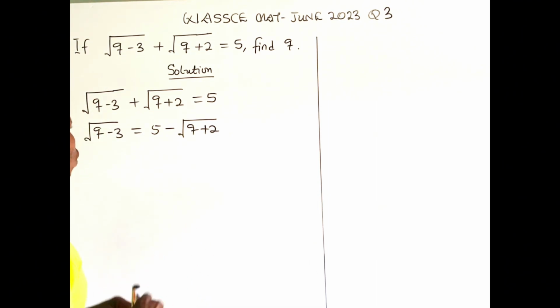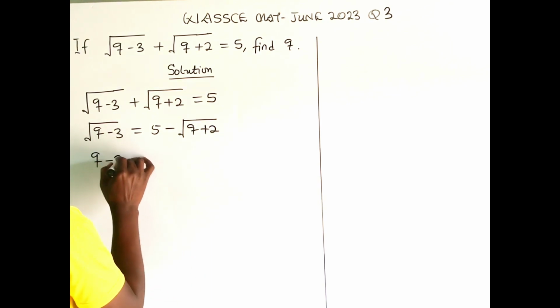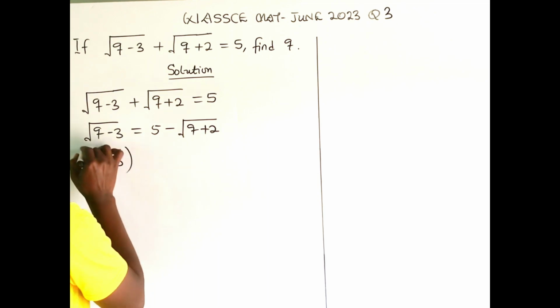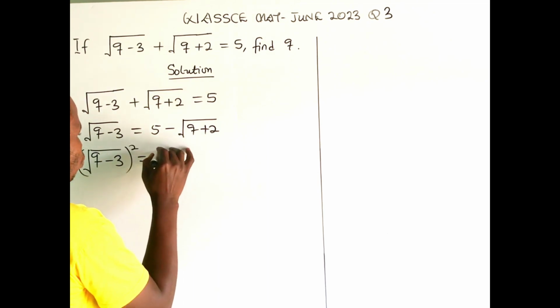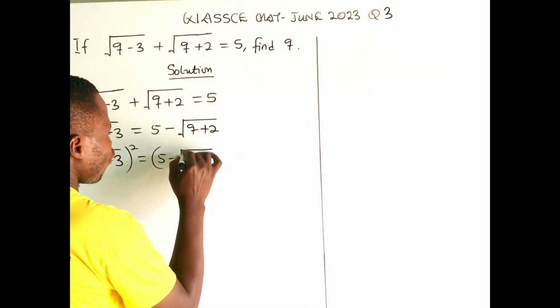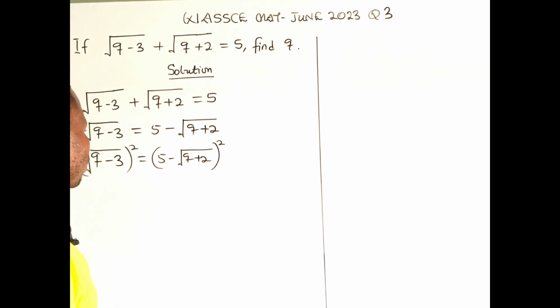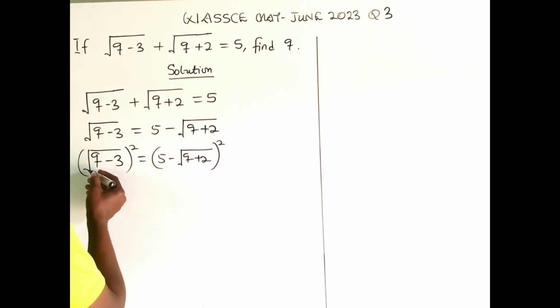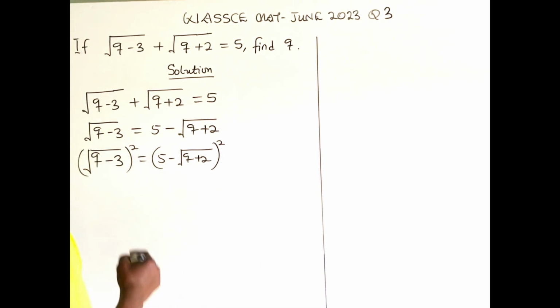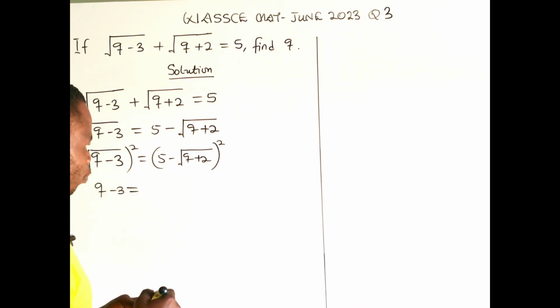Now, next step, square both sides of the equation. So I will now have square root of q minus 3, all squared, equal to 5 minus square root of q plus 2, all squared. Now, you see this square root sign will take away this 2. I will now have q minus 3, which is equal to this place.